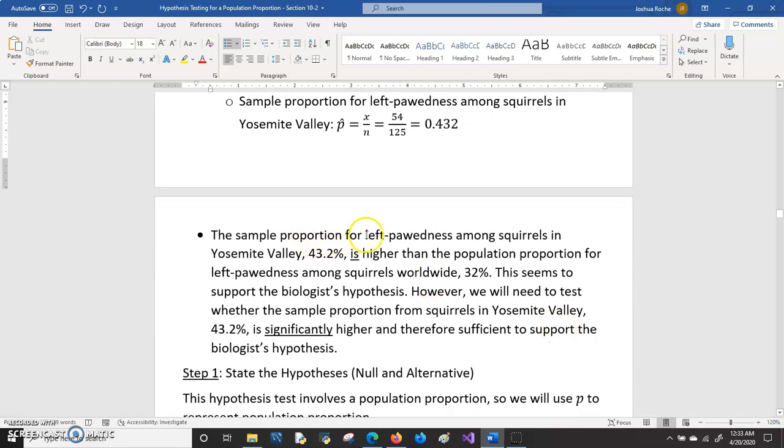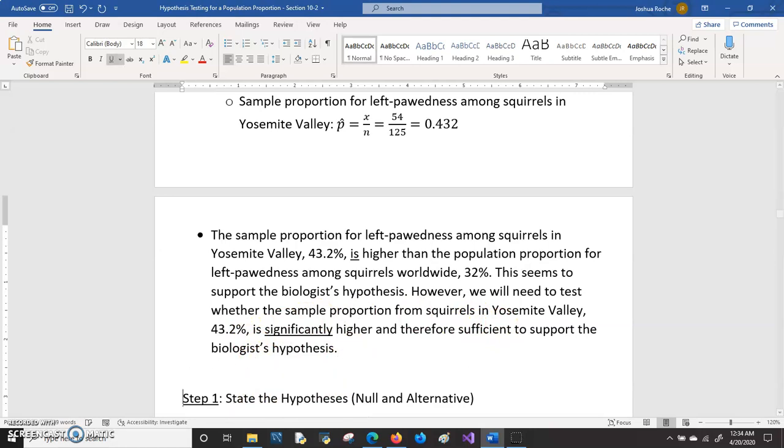The sample proportion for left-pawedness among squirrels in Yosemite Valley, 43.2%, what we calculated up here, is higher than the population proportion for left-pawedness among squirrels worldwide, which was 32%. So this seems to support the biologist's hypothesis. However, we will need to test whether that sample proportion from Yosemite Valley, the 43.2%, is significantly higher, and if it is, that would be sufficient to support the biologist's hypothesis.